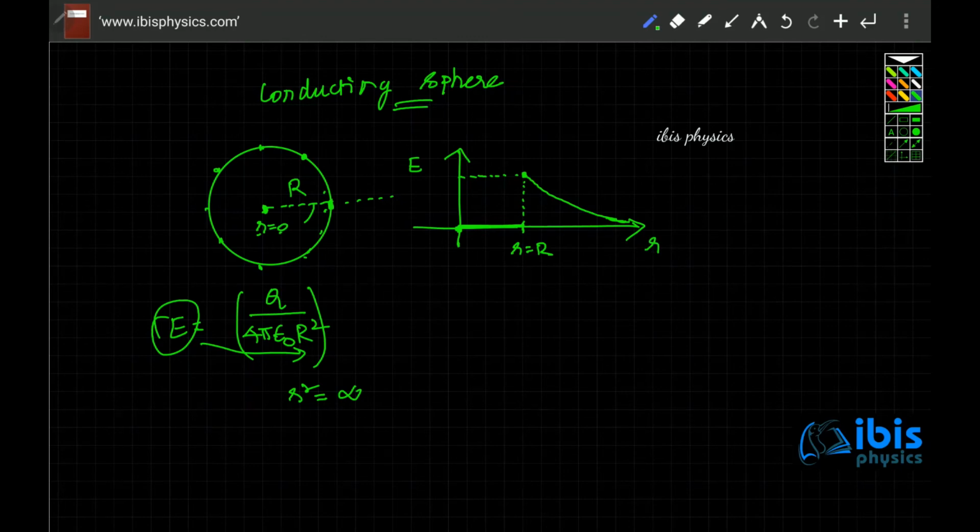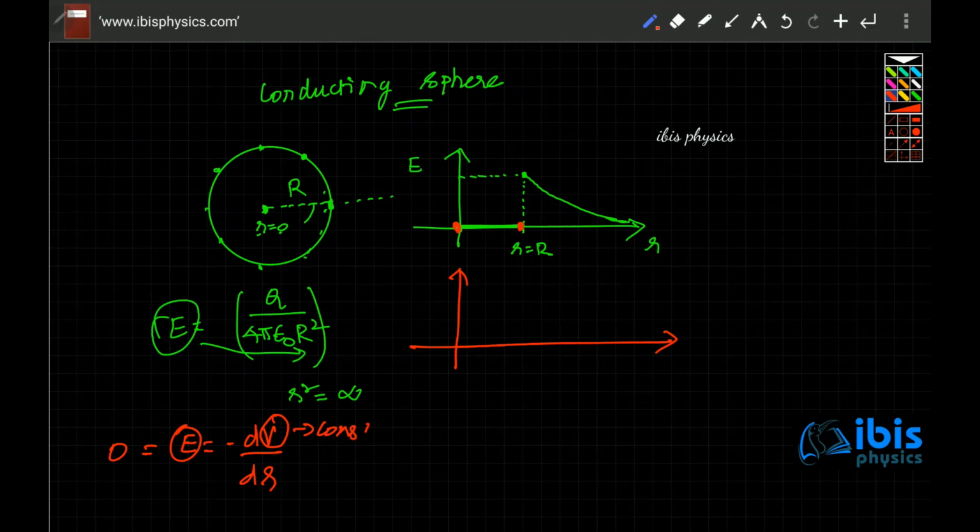So we are supposed to write the electric potential versus distance graph. We know that electric field is minus dV by dr. From the center to the surface, electric field is 0. That means dV by dr is 0. Only when V is a constant with respect to distance will the electric field become 0. Hence V is constant until the surface. So it will be like this.